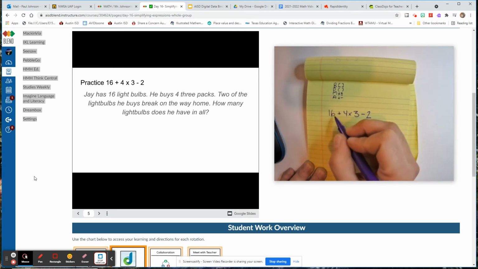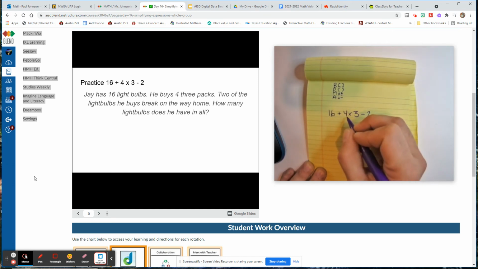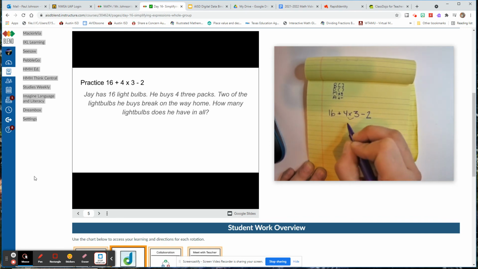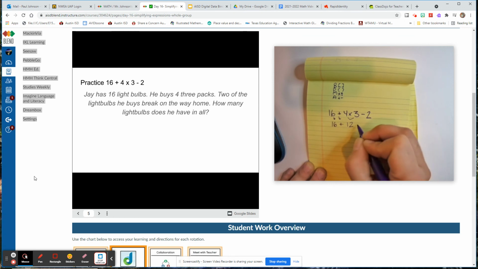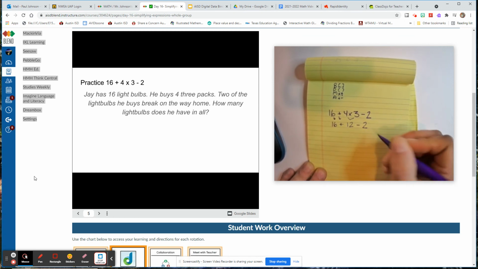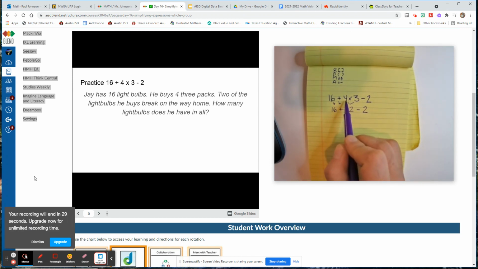All right. So he already has the 16. Remember that we would have to do multiplication and division first in this problem. So the first thing that you would do is 4 times 3. 4 times 3 is 12. We would copy down anything that we didn't use. So we didn't use the 16, we didn't use this plus, we didn't use the minus, and we didn't use the 2. All right. But we did know that we had to get 4 3-packs, and we didn't just add 16 plus 4. If we added 16 plus 4 right away, it wouldn't have followed our word problem.